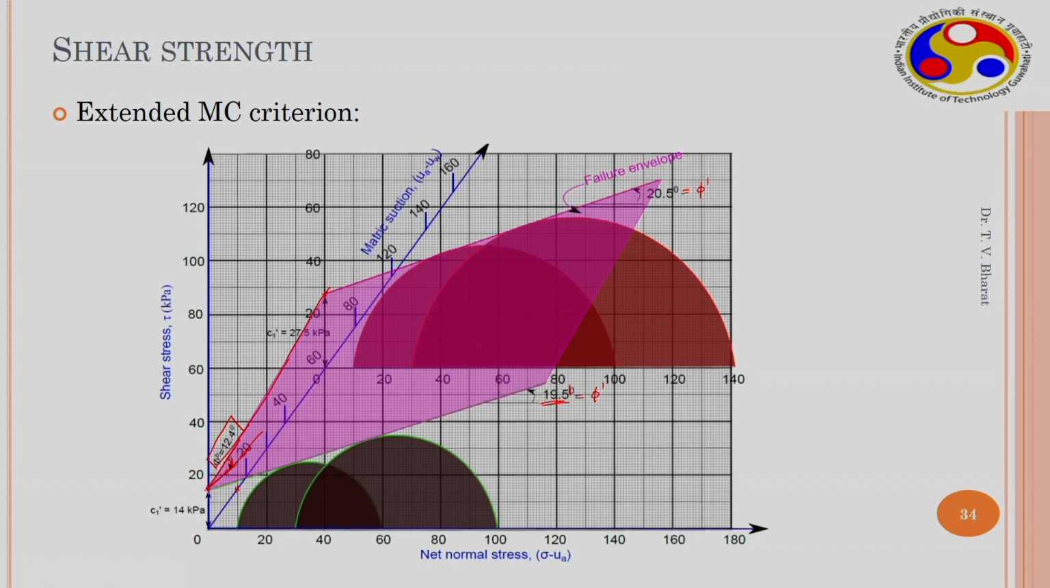So, for this surface, this angle is 20 degrees, that is phi dash, and this angle with respect to the line parallel to UM-UW is phi b. So, once phi b is known and phi dash is known, we can draw the failure surface. So, this is the failure surface for the extended M-C criterion using triaxial shear test data.